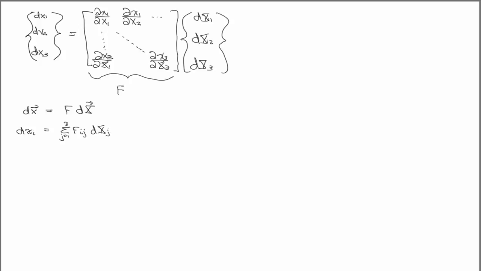Now, F is not a vector, right? It's a matrix, or more specifically, it's a second order tensor. So the summation is carried out over J, right? So the components of dX are summed over J. So basically, this is just a matrix-vector operation, right? And then the I's are the free indices.